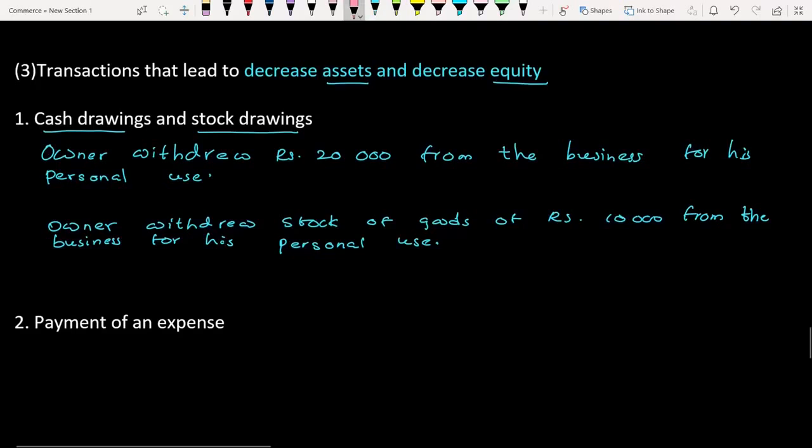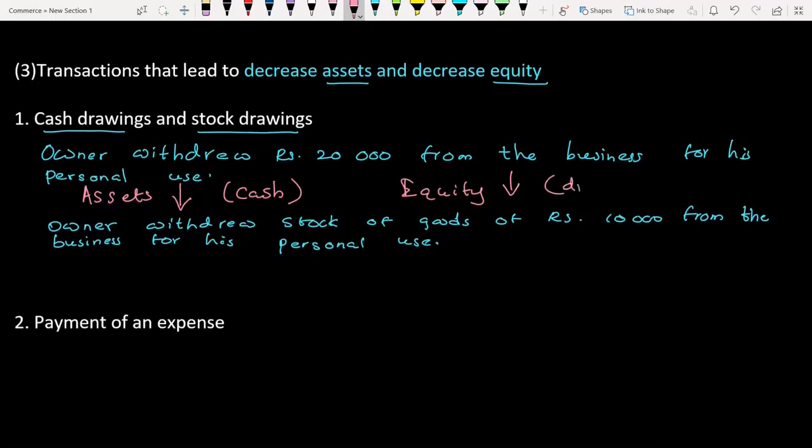Now, in the first transaction, when it comes to a cash drawings, what happens? The assets of the business decrease because cash in the business decrease because the owner takes cash from the business for his personal use now. On the other hand, the equity also will reduce. Why? Because of these drawings.